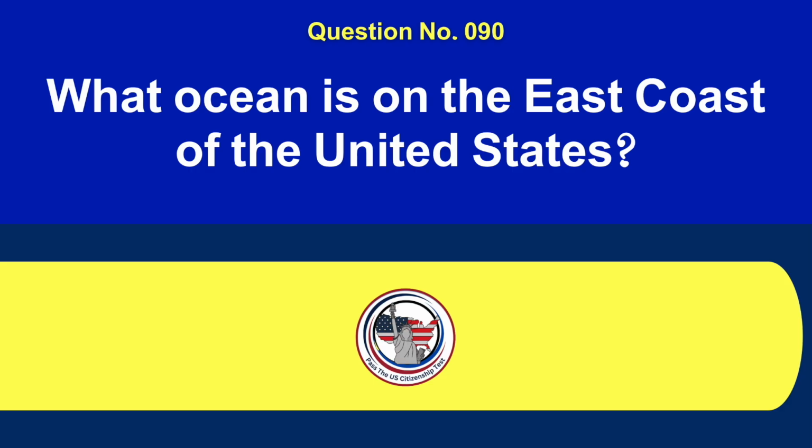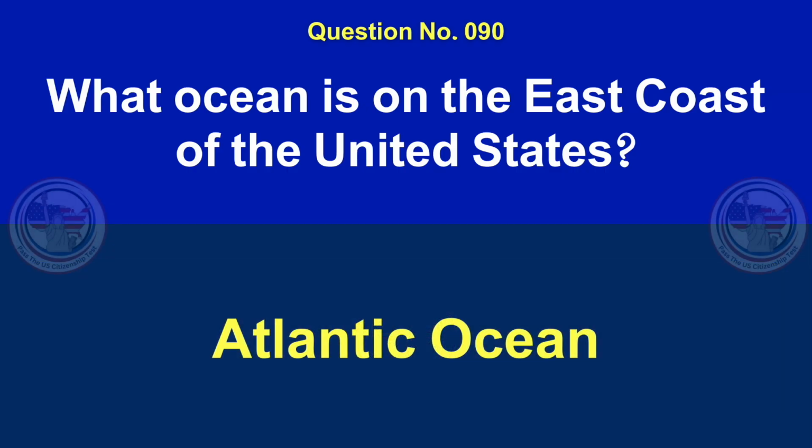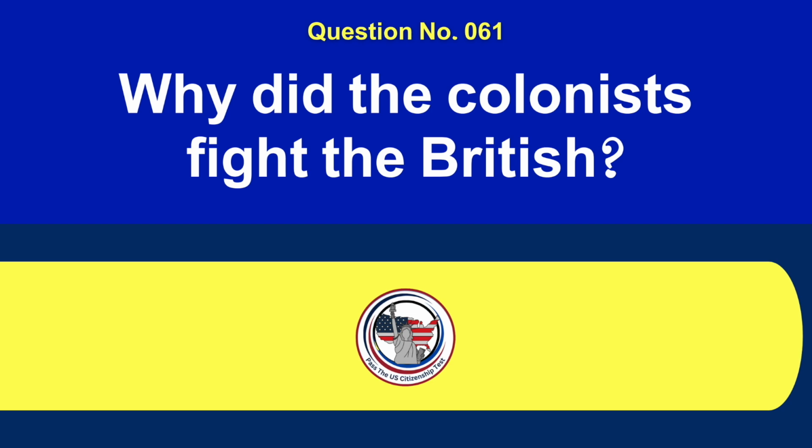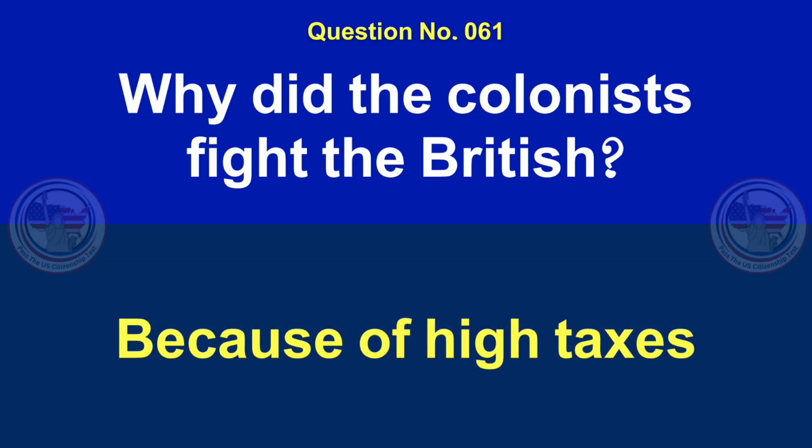What ocean is on the east coast of the United States? Atlantic Ocean. Why did the colonists fight the British? Because of high taxes.